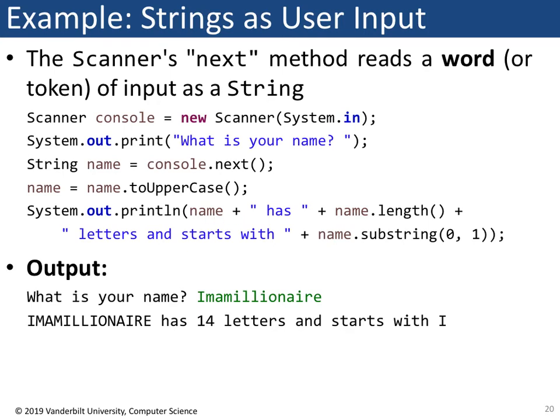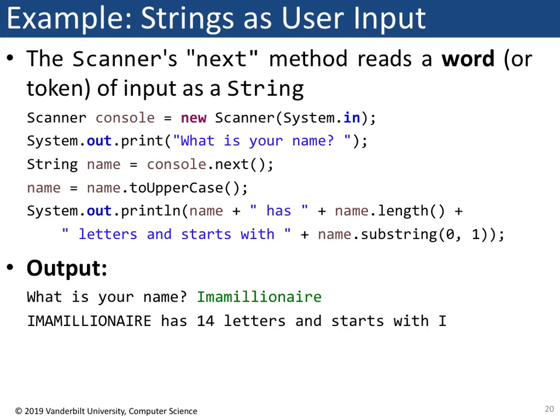So name has the length of the string letters and starts with, and then we're going to use the substring method of the string object class to get the string which begins at index 0 and stops immediately before index 1. So remember, we include the starting location, but we don't include the ending location. So this is only going to return the first character.